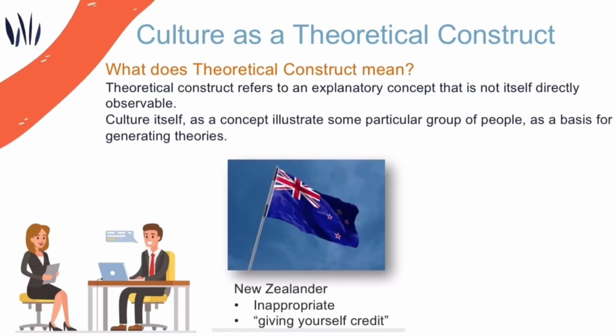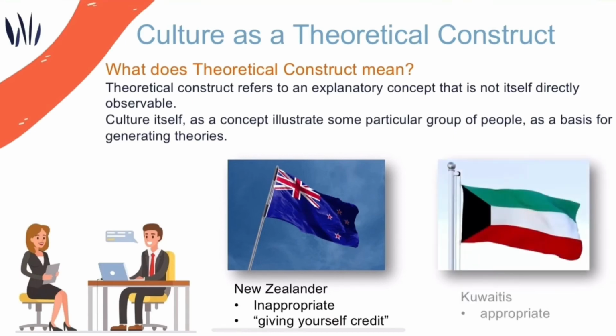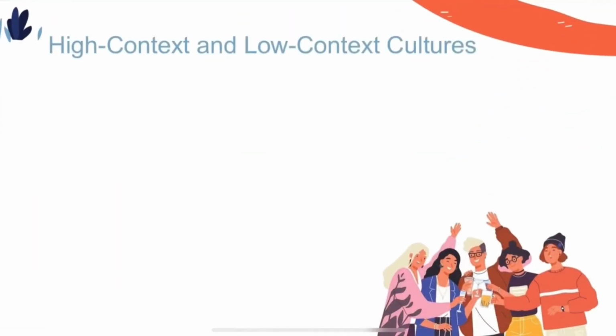For New Zealanders, they think it is inappropriate to claim their expertise or skill for themselves, even if they are experts in the skill and remarkable. What might be called giving themselves credit in one culture could be boasting in another, or seeking attention, being the center of attention. On the other hand, the Koreans think it is appropriate to put forward one's skill in a job interview. And next is about high context and low context culture.